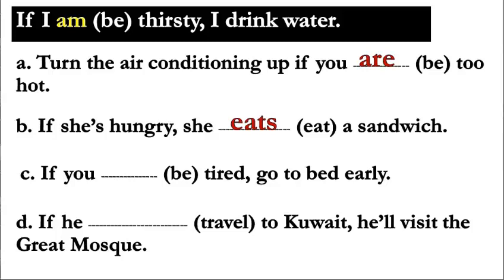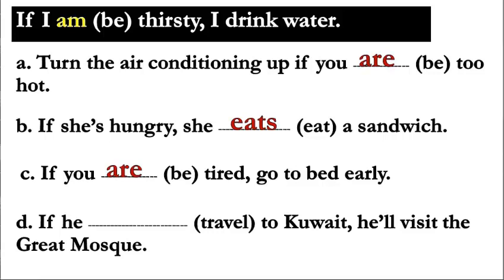Sentence C: if you tired, go to bed. We already answered something like that. Verb to be, of course, we have three forms: am, is, and are. You are, you is, or you am. Who can tell me? Of course, you are. If you are tired, go to bed.